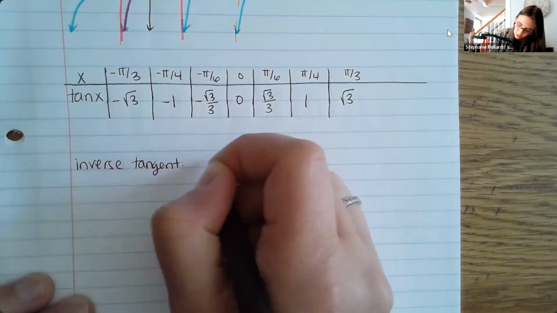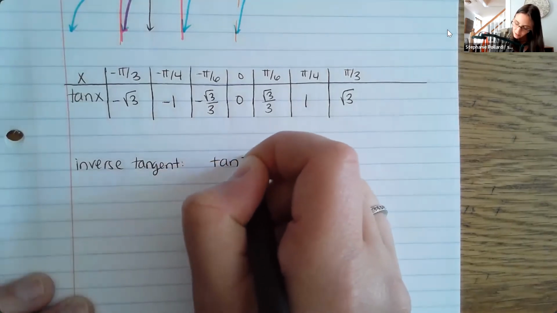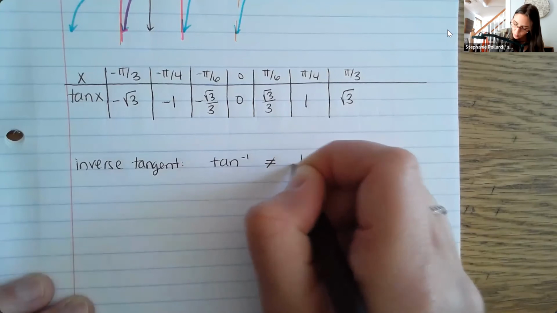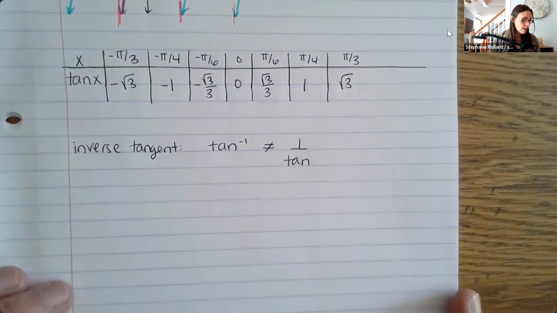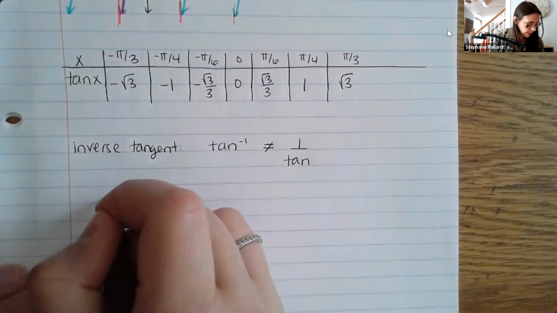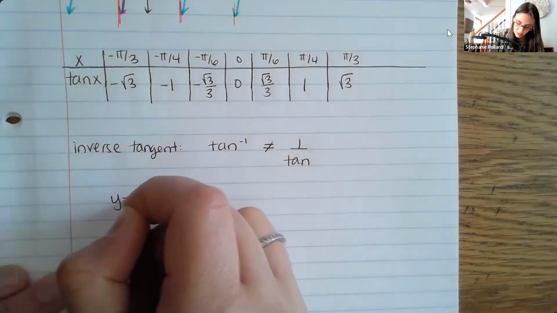So for inverse tangent, we use tan^-1. And again, just to really drive this home, it's not the same thing as the reciprocal function. So please don't mix those up. It's a really common mistake. Everybody does it. So you just want to be careful there.